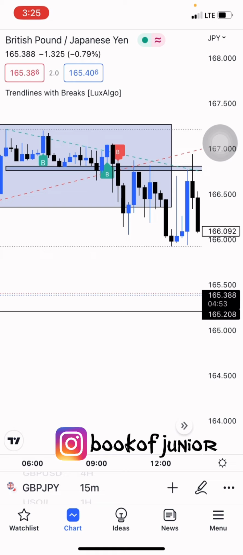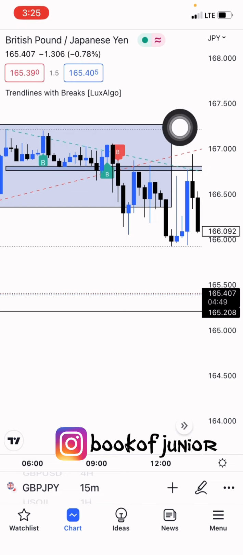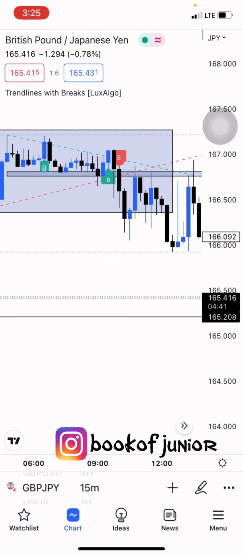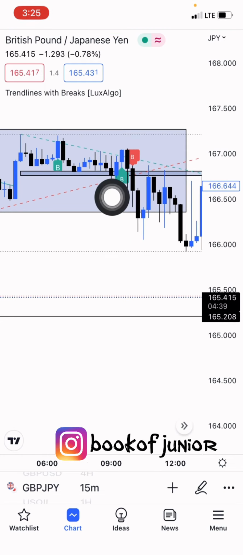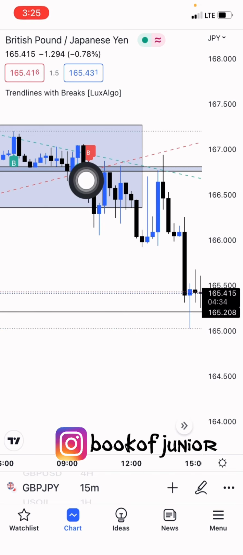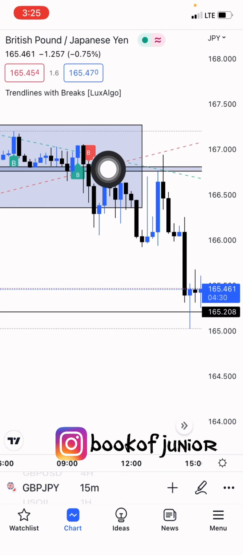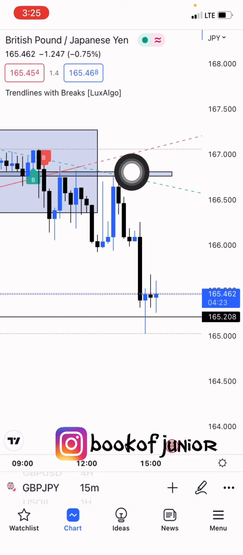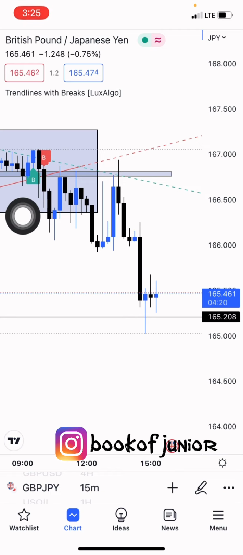Here I even applied this indicator called Trend Lines with Breaks. It looks like an algo. When I applied this, it showed me where price would break from. You can see where we have B and then B. This is where price broke out from, and then price dropped. It came back to retest, but look where it retested. It just retested the red trend lines. Again price drops, comes back and respects the trend line, guys.